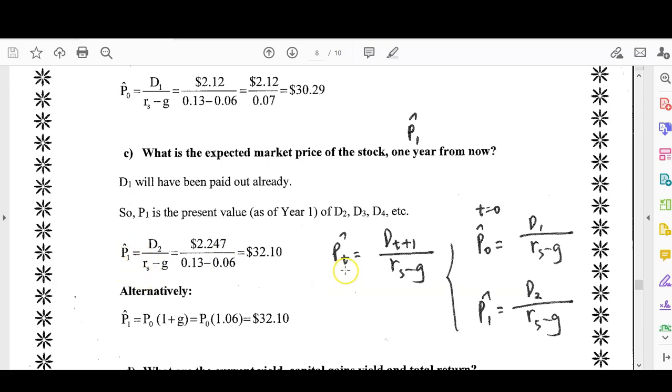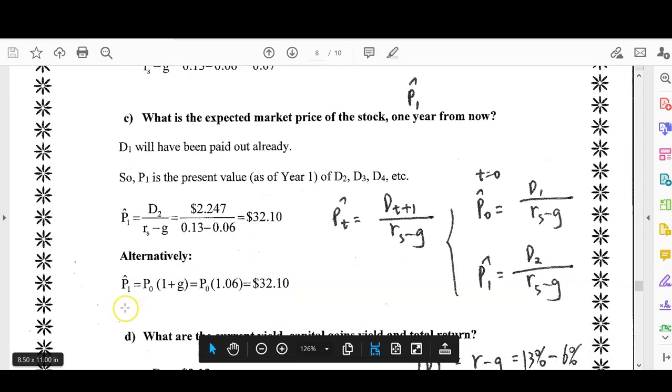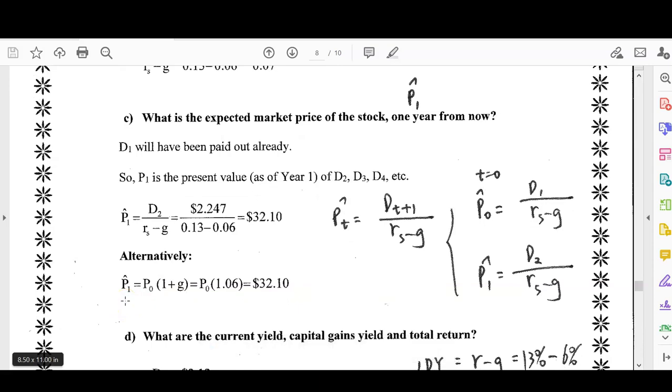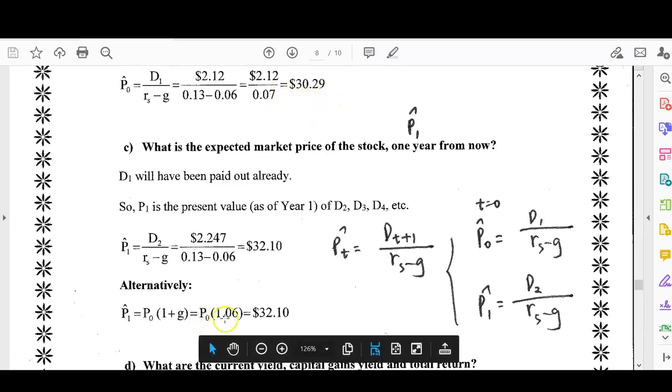Okay, remember any Pt is Dt plus 1 over Rs minus g. That's why for P0 it's D1 over Rs minus g. Okay, an alternative method is to use our conclusion that price grows at the rate of g. So our P1 equals P0 multiplied by 1 plus g. We can use P0, 30.29 here, we solved for, multiplied by 1 plus 6%. So we have 32.1 as P1. Okay, so you can use constant growth model formula, or you can use the conclusion that price grows at the rate of g to solve for P1.